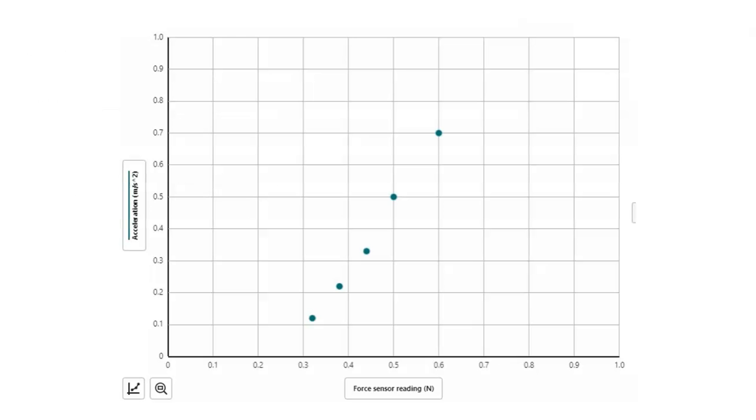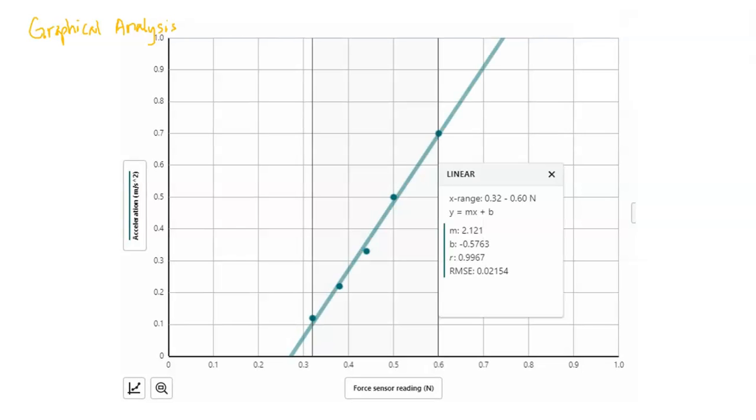So I have plotted this with a tool called Graphical Analysis. It's a free data plotting and analysis tool from Vernier. I can make that cleaner, easier to read. And then here is my best fit line.